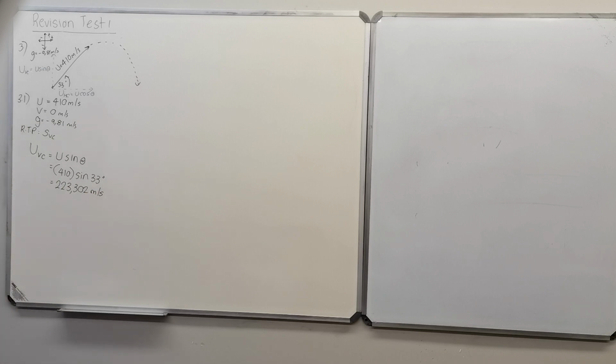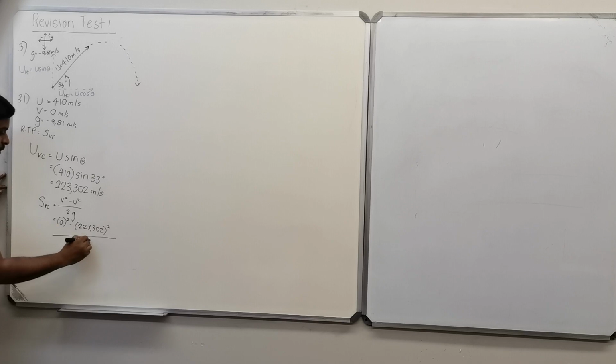And then after that, what do you do? Then you work out your S, right? So you say S for your vertical component is equal to V squared minus U squared all over 2 times gravity, which would be 0 squared minus 223.302 squared over 2 times negative 9.81, which is 129.80.